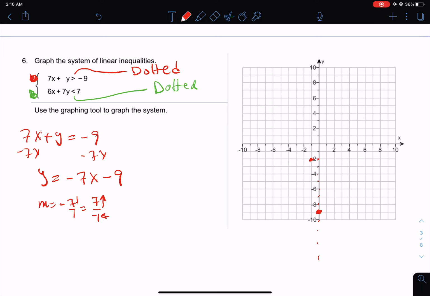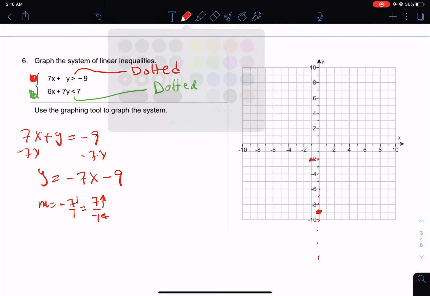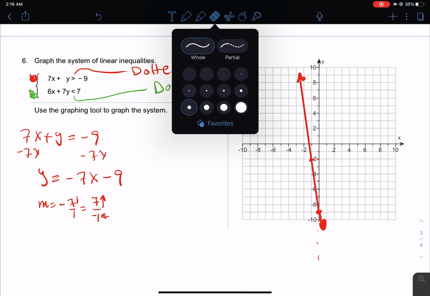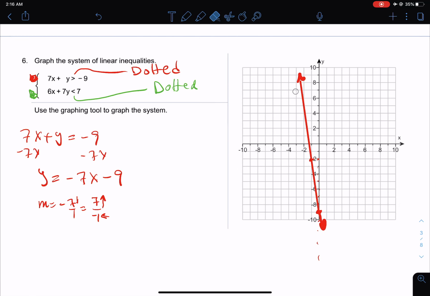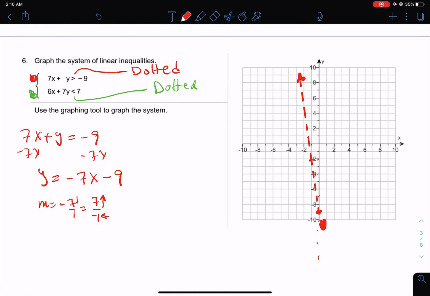So let's go ahead and make that a dotted line now. I think that was the size I used before, so let's try that. Okay, so here it is. I need to make it dotted, so I use my little trick. All right. Okay, so we've got a dotted line, and now we need to figure out which side to shade on.